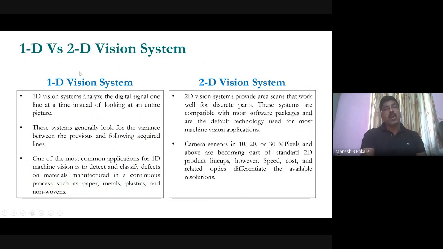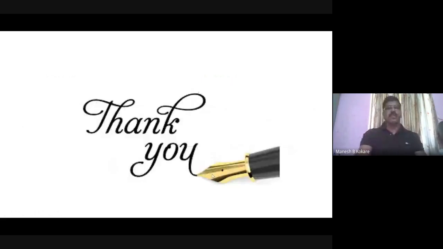So basically the 1D system is used where the material is manufactured in a continuous process, such as paper, metals, plastics, clothes, or non-woven materials in textile industries. Whereas for individual product inspection, the 2D vision system is used. So I think you got the difference between the one-dimensional vision system and the two-dimensional machine vision system, and where each is used.